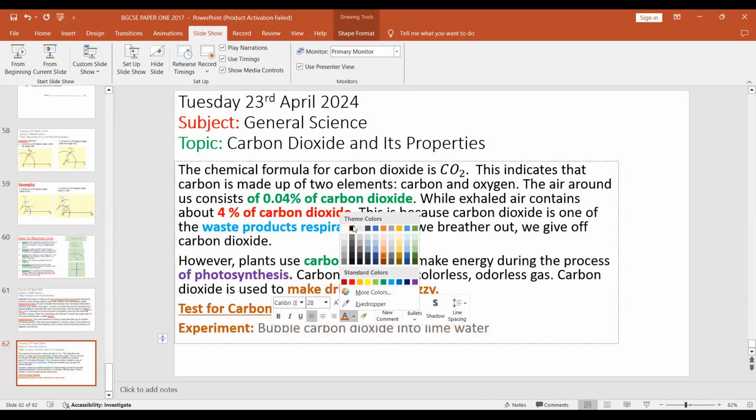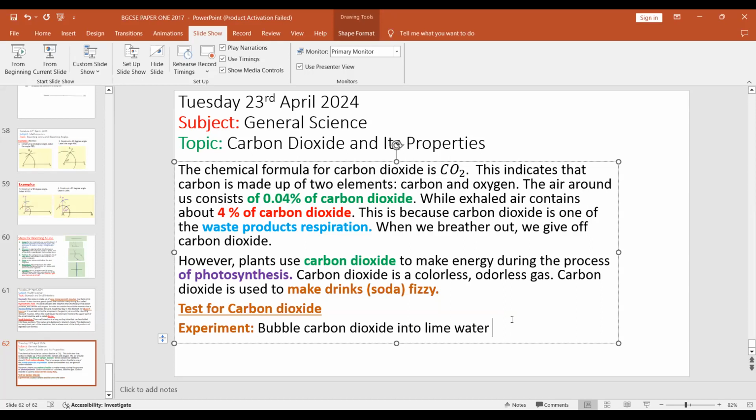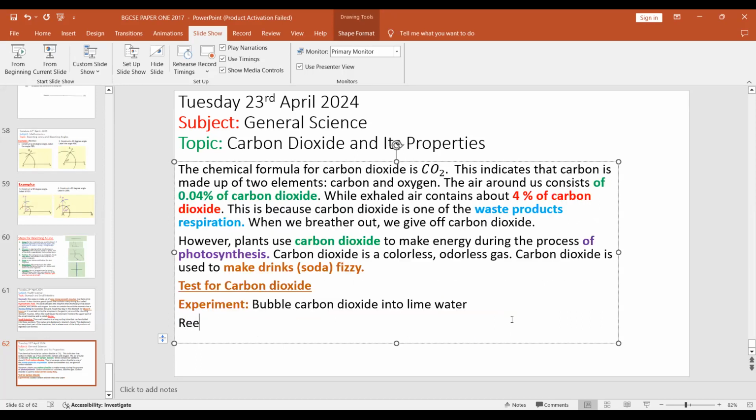Does anyone know what carbon dioxide does to lime water? Does it make it cloudy? Does it bubble over? No. So the result is that the lime water becomes milky.